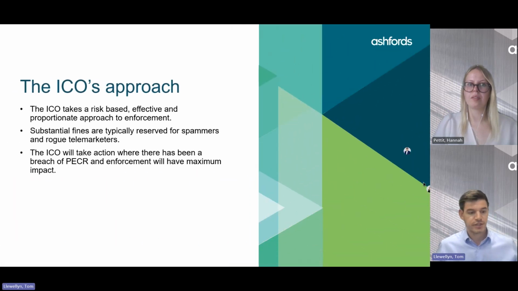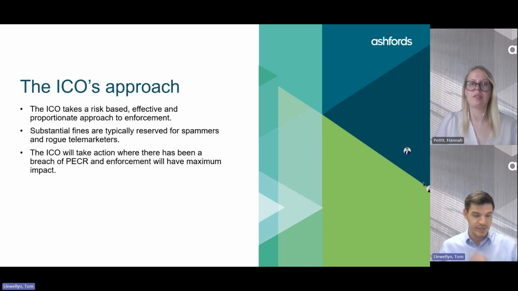So what is the ICO's approach? Well, it takes a risk-based, effective and proportionate approach to enforcement. Substantial fines are typically reserved for spammers, rogue telemarketers, and really egregious examples. However, the ICO has been very clear that it will take action when there's been a breach of PECA, and enforcement will have a maximum impact.